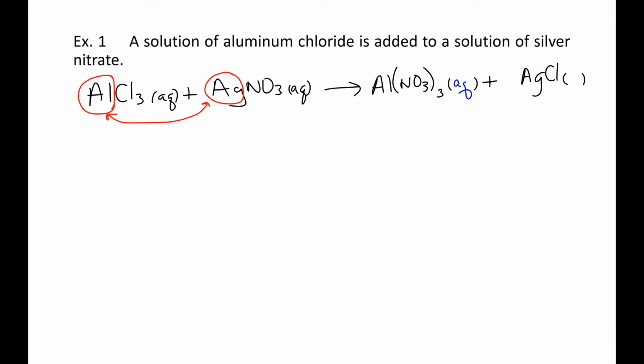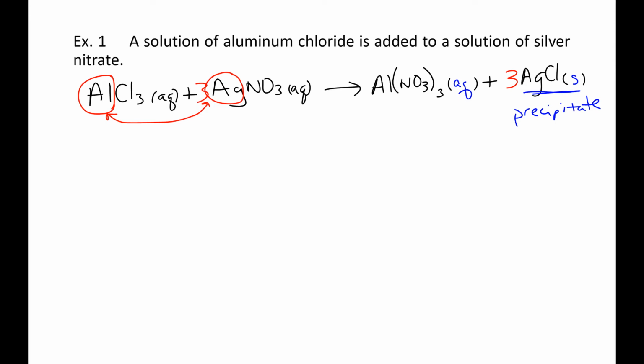Okay, now silver and chlorine, or silver chloride. That's a solid, so that's our precipitate. Now I can balance it. I've got to put a 3 here and a 3 here, and that should be balanced. 3 silver, 3 silver, 3 nitrate, 3 nitrate, 3 chlorine, 3 chlorine, 1 aluminum, 1 aluminum. So the reaction is AlCl3 plus 3 AgNO3 yields aluminum nitrate plus 3 AgCl. Okay, so that's how that goes.